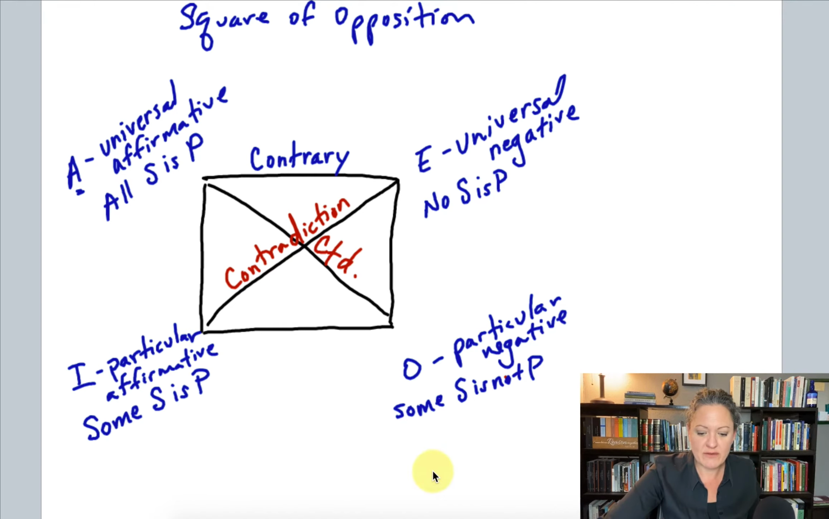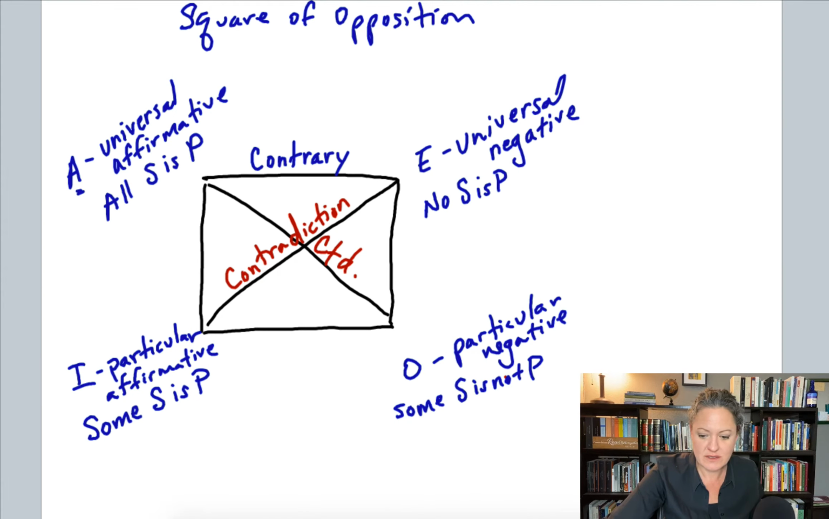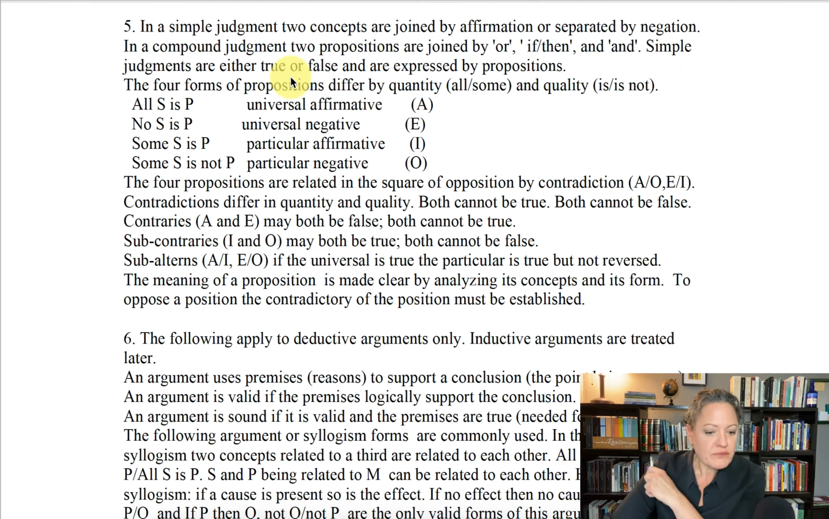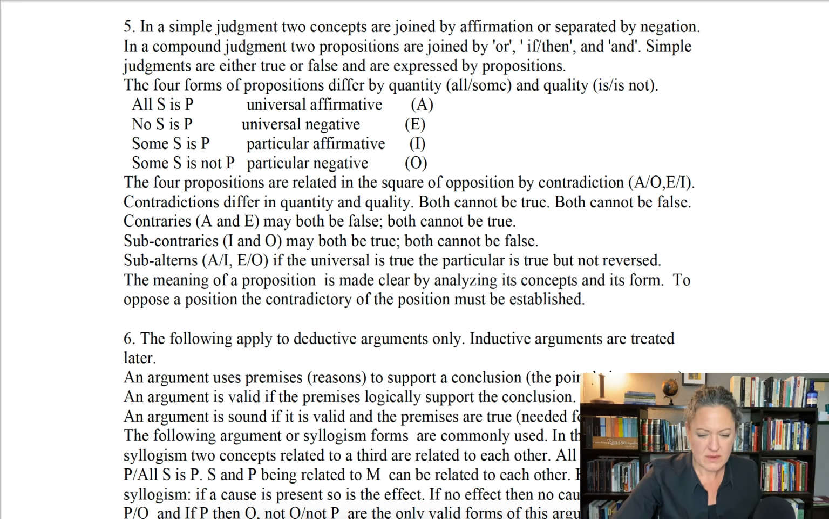I'm going to go back to the handout for a moment. Here we go. Okay. So I showed you all S is P. Okay, in a simple judgment, we have the four. All S is P, universal affirmative, the A. No S is P, universal negative, the E. Some S is P, particular affirmative, the I. And some S is not P, particular negative, the O statement.